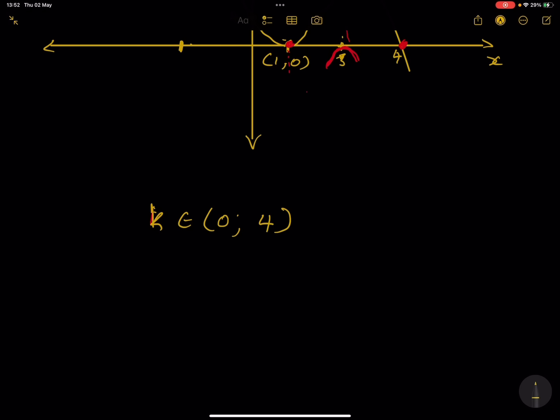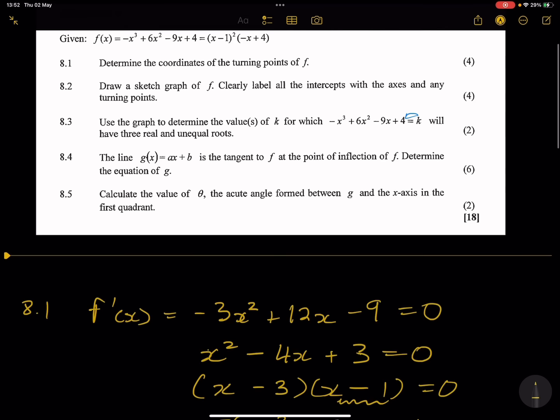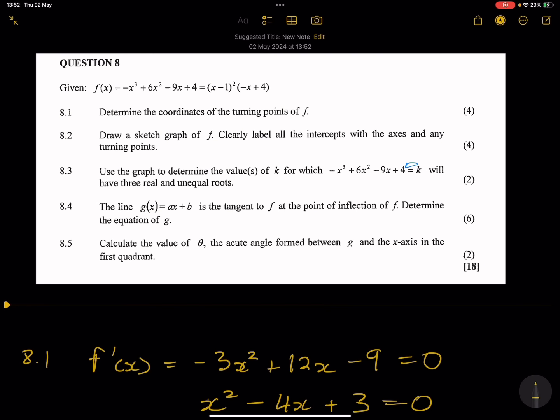So in this case, you can write it in inequality form and say k must be less than 4, not less than or equal to, and greater than 0. That's shifting the graph downwards. All right, guys, let's go to the next question. They say the line g of x, which is ax plus b, is the tangent to f at a point of inflection of f.